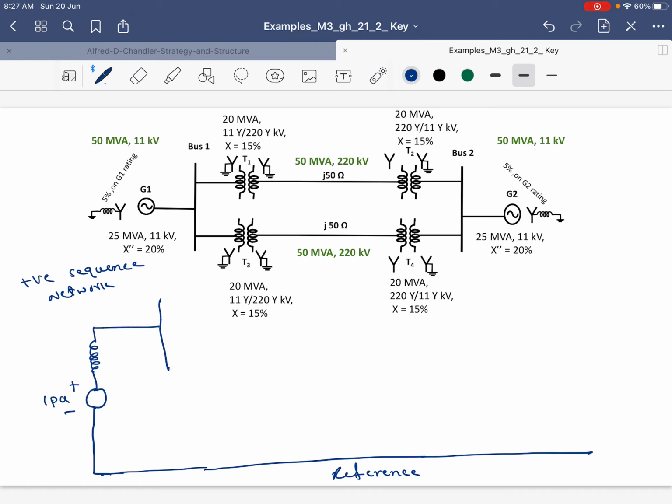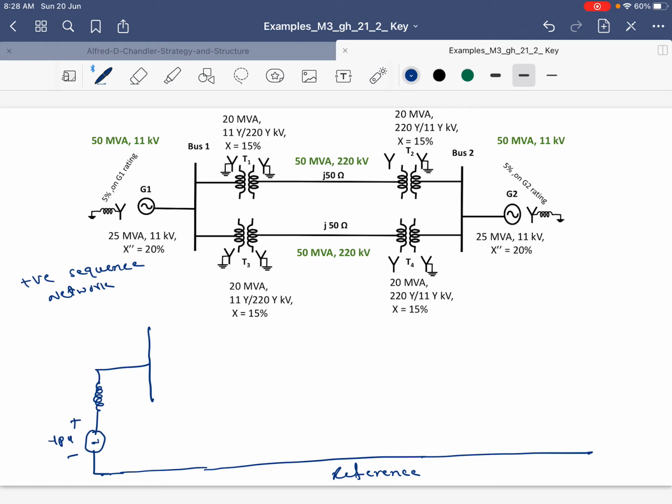Then it is connected to two transmission lines. Okay, I will just shorten this. That is 1 per unit. This is X1 of the generator, and it is connected to two transmission lines. You have two transmission lines here.